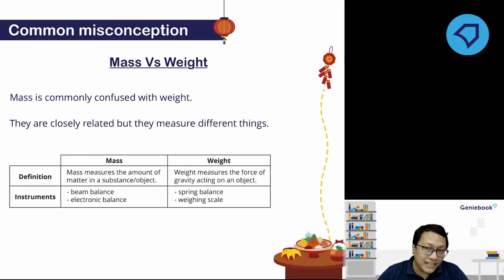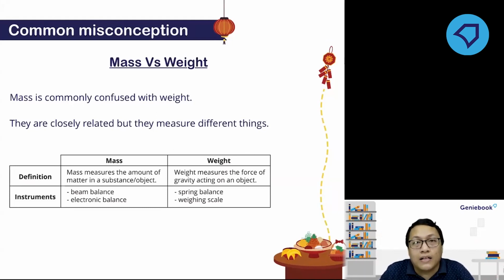By definition, mass, like what we understood before, is the amount of matter. It is a measure of the amount of matter in a substance. But then, how about weight? What is the definition of weight? Weight actually measures the force of gravity. So it's anything related to gravity acting on an object. So it is totally different things. That's why I want you to bear this in mind: mass is not the same as weight.